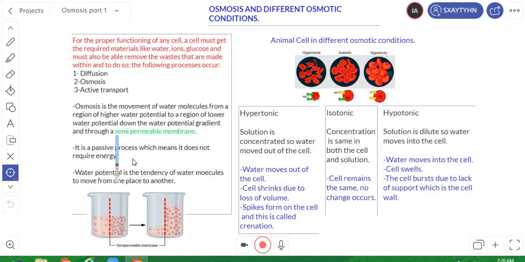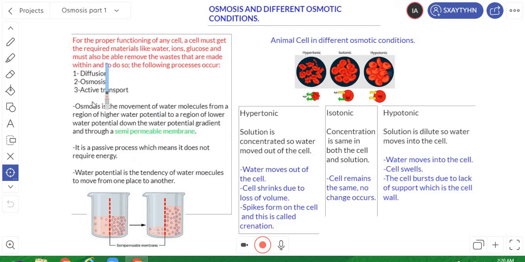And then it says through a semi-permeable membrane. So this is very important. The reason why this is green is I just want to emphasize that it is very important that you write this down in your definition, because osmosis can never ever occur if there's no semi-permeable or partially permeable membrane. It requires a partially permeable membrane in order to occur.